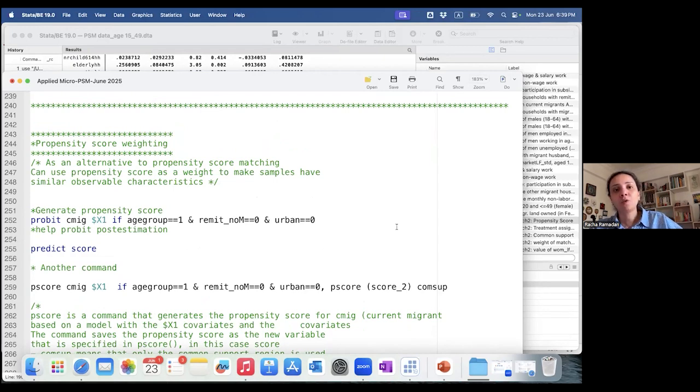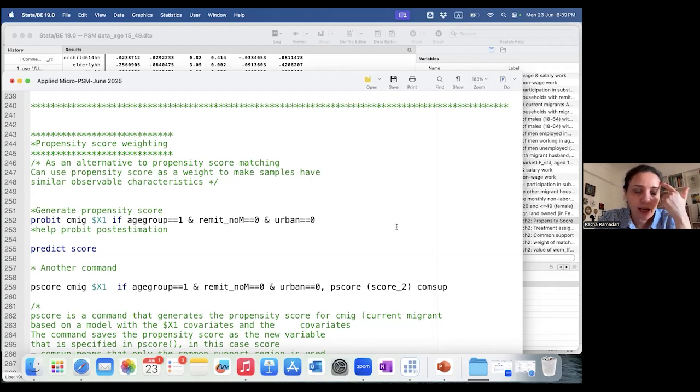participation, or the decision of a woman to participate in the labor market, on her characteristics, on the community characteristics, and on a dummy variable for whether she has a migrant in the household or not. This is what I teach my students in the introduction to econometrics course. Having this dummy variable would capture the effect of having a migrant in the household on female labor force participation.